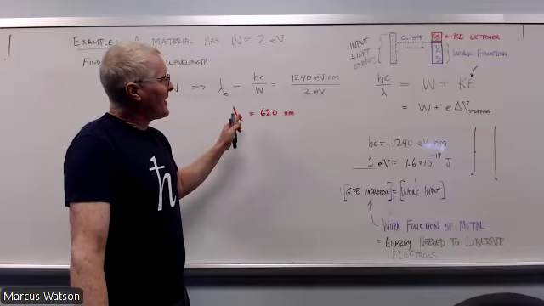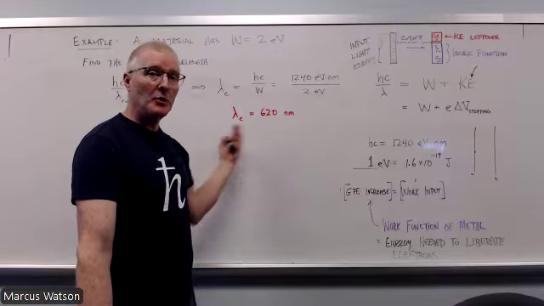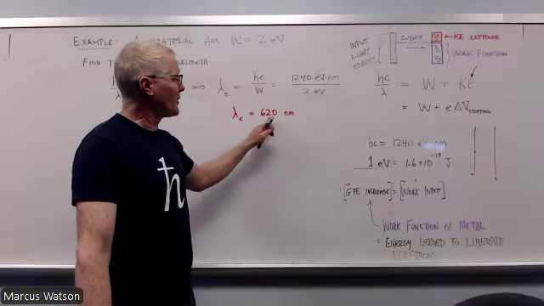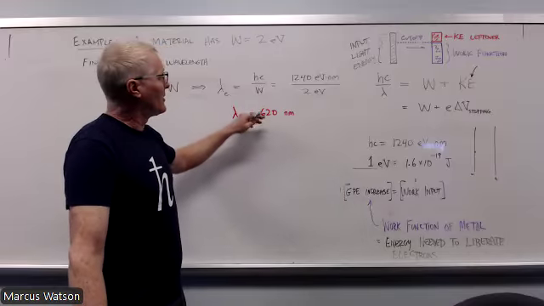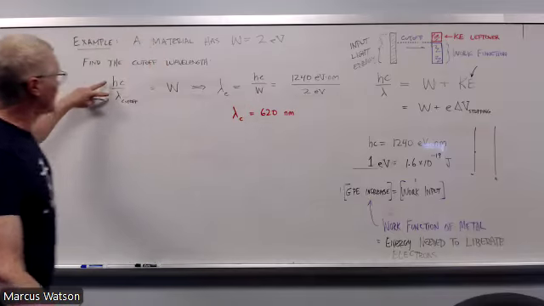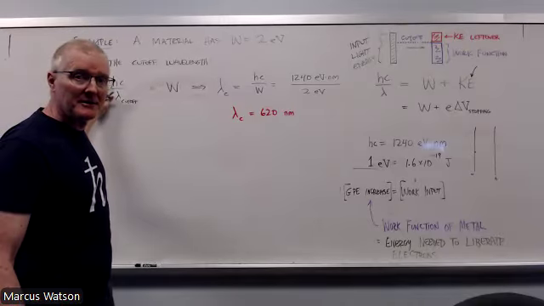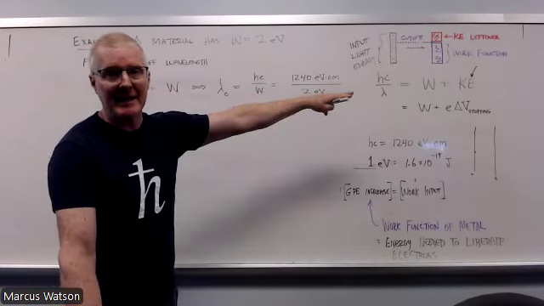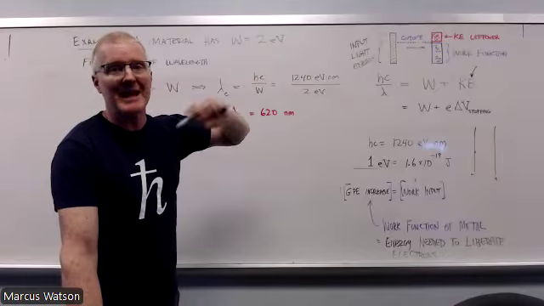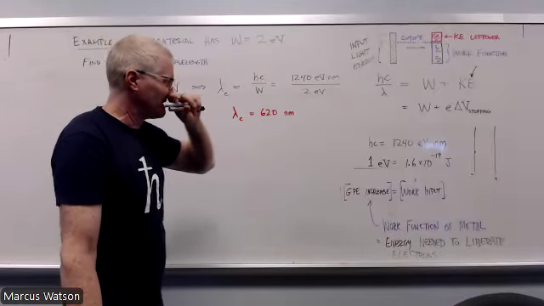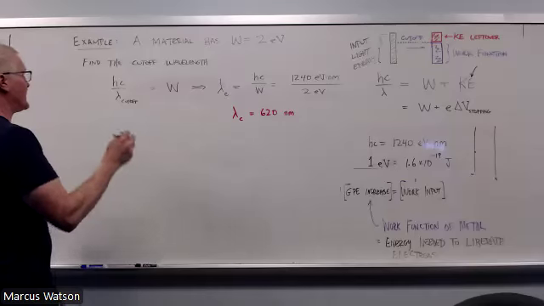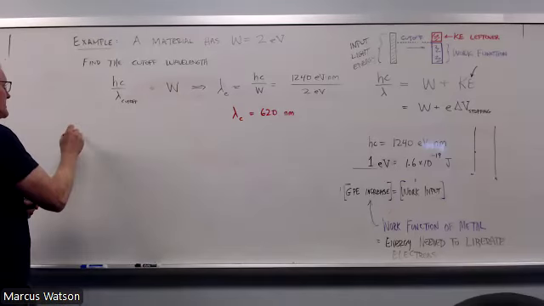So if I put in wavelengths below this, if I go down to 600, well, can you see that if I do hc over lambda with 600, I'm going to get leftover energy. And that means I'm going to end up with a kinetic energy of the electrons as they move away from the metal.